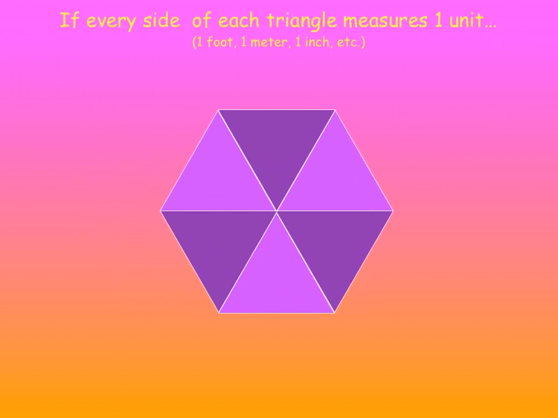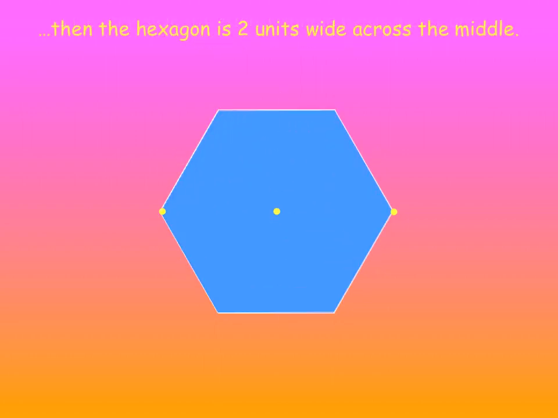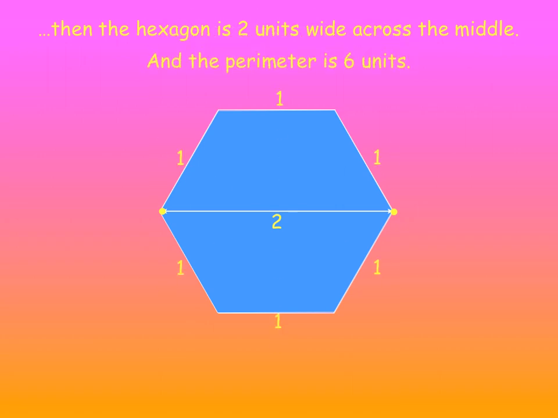If every side of each triangle measures 1 unit, such as 1 foot, or 1 meter, or 1 inch, or whatever, then the hexagon is 2 units wide across the middle. There's 1 unit, another 1, put them together, and you have 2 units wide. And the perimeter is 6 units. Because 1 plus 1 plus 1 plus 1 plus 1 plus 1 is 6.